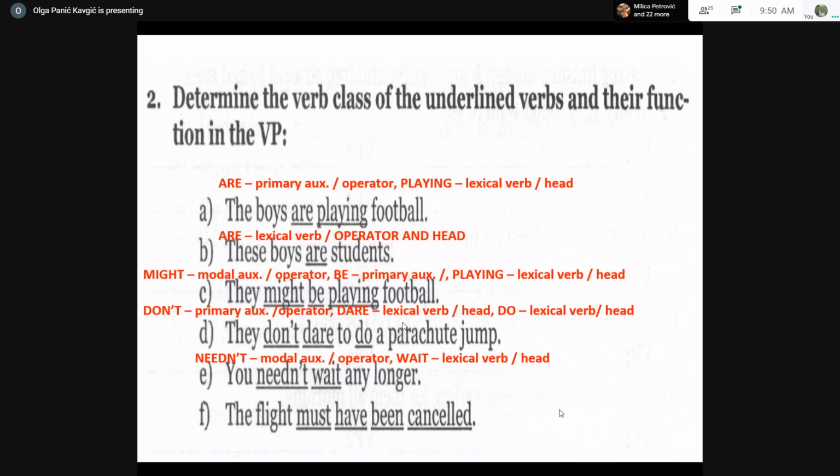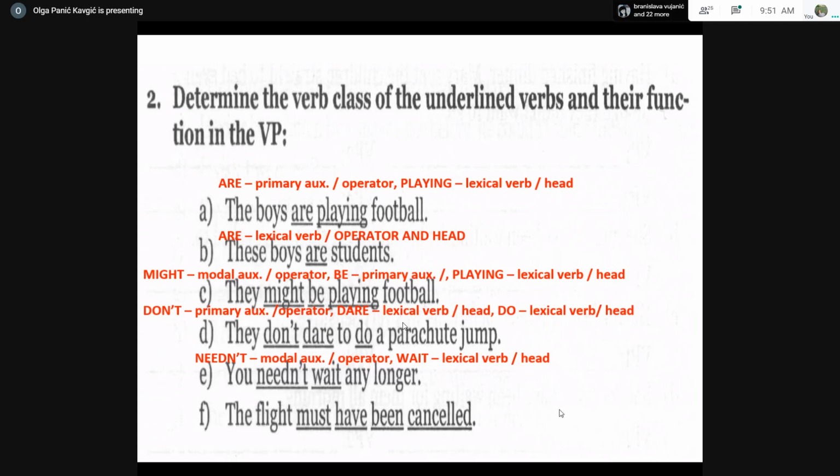What about must, have and been? What are they then, if cancelled is the main verb? Auxiliary verbs. Auxiliaries, good. They're auxiliaries. Must is a modal auxiliary. Excellent. Have is the primary one. Been is also primary. Also primary, excellent. So modal auxiliary plus primary plus primary. Very good. And now which of them would be the operator if you needed an operator here?